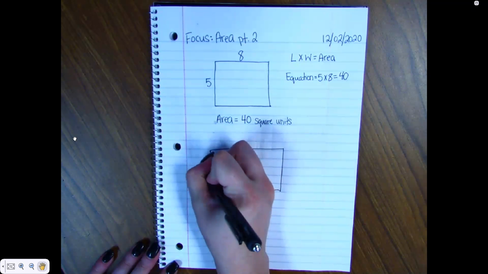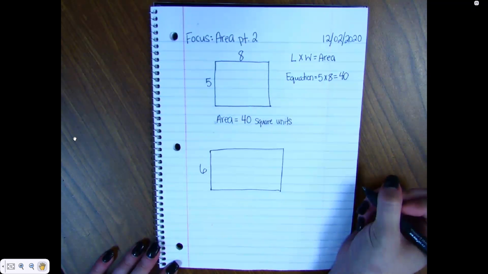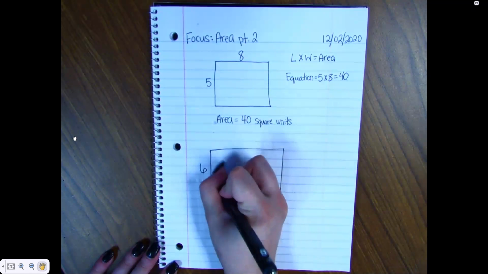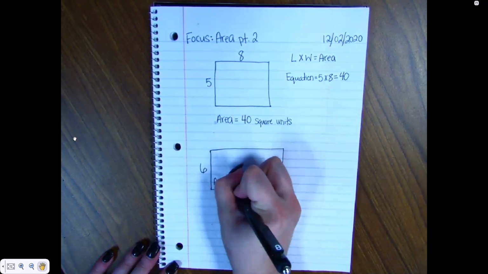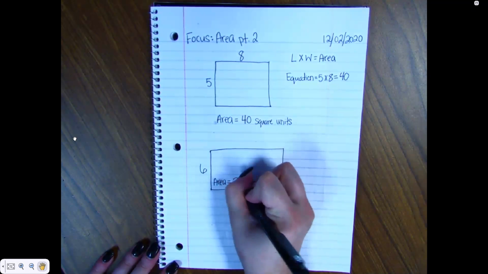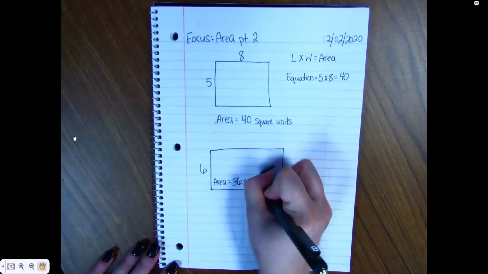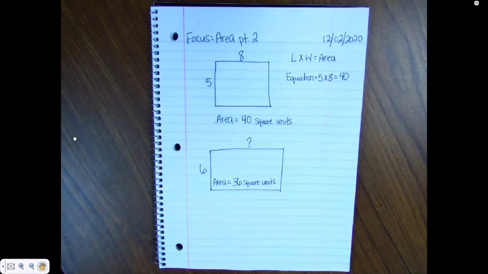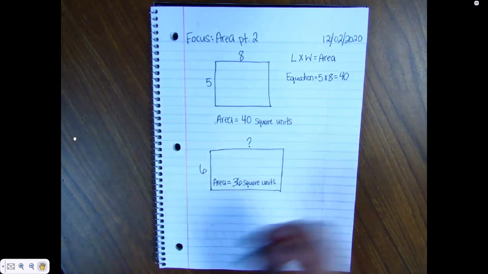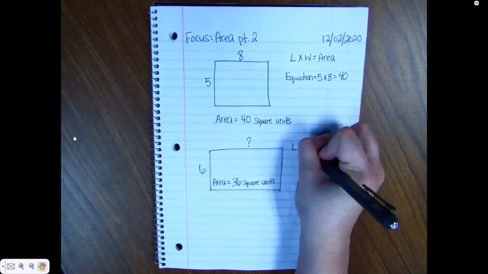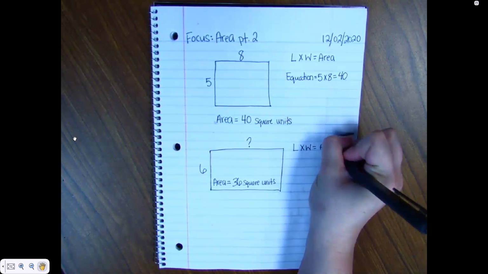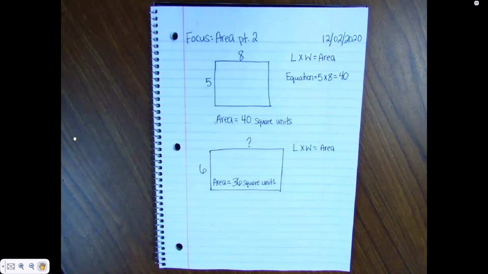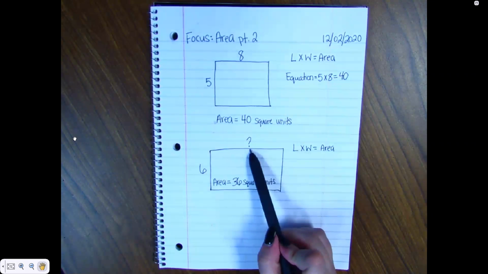Okay, so this side is 6, and my area equals 36 square units. So what does this side equal? Think about our equation. Length times width equals area. So I'm looking for this, question mark. I'm looking for my missing side. I'm looking for the width.